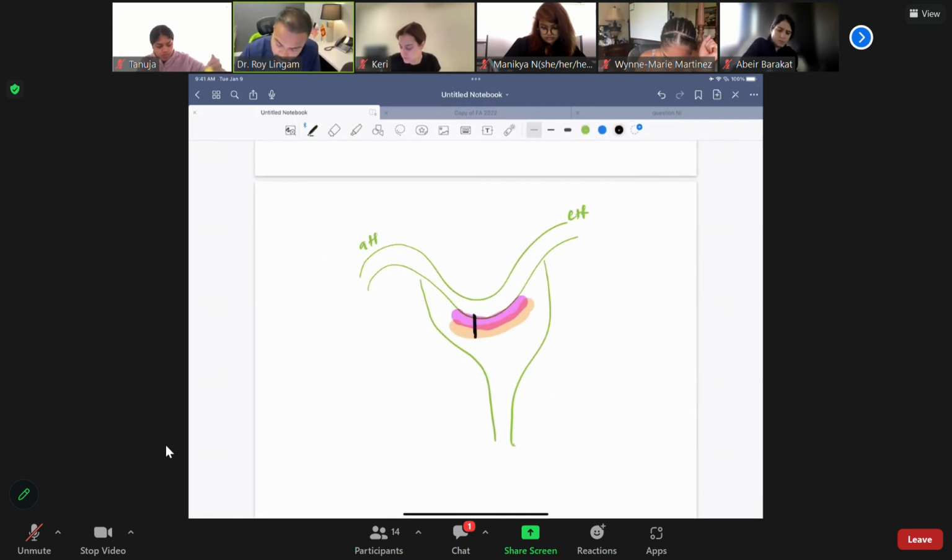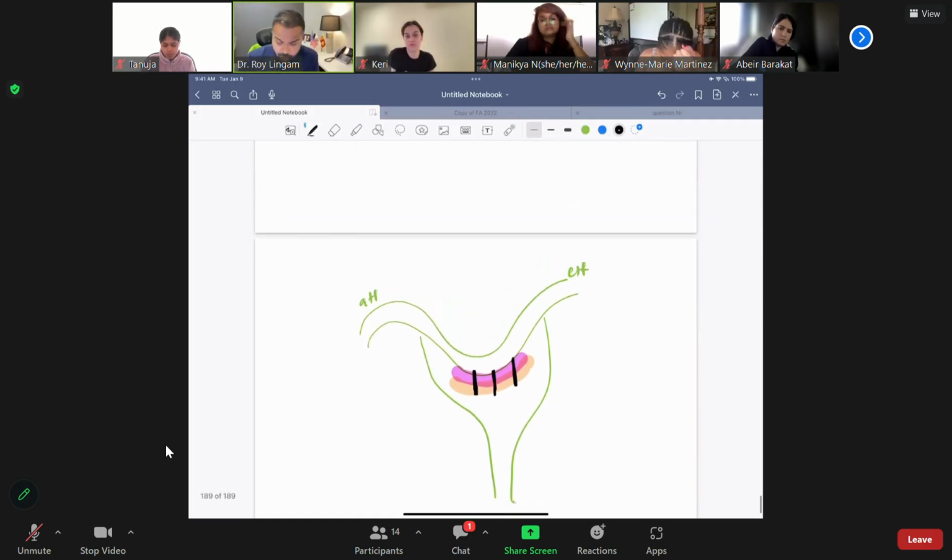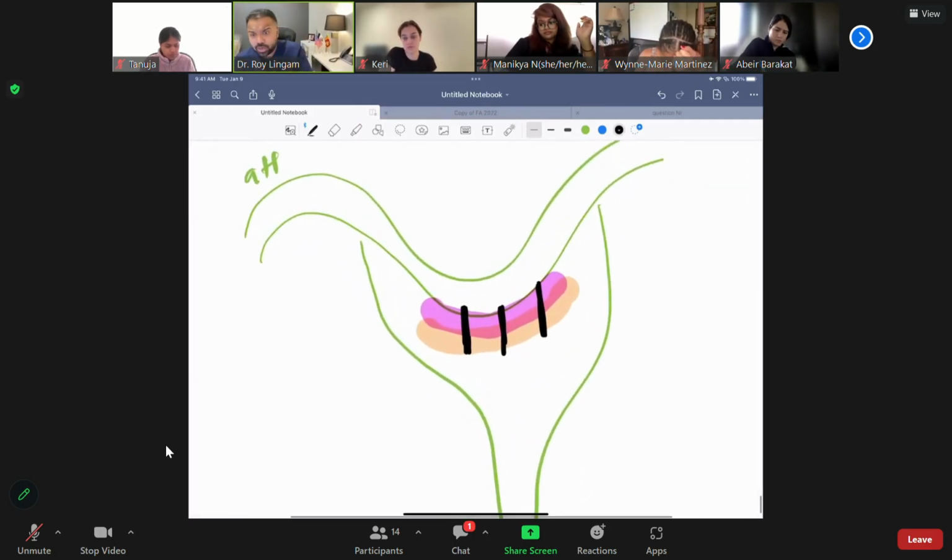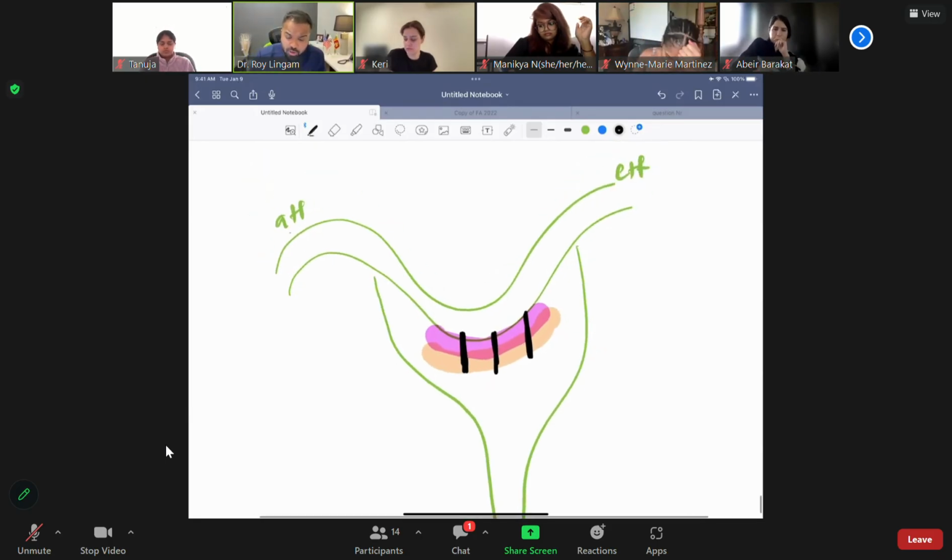That's a basement membrane. I just put 3 fenestrations, okay? Let me explain, and then you can continue writing. I'll give you time. So what I did, afferent arteriole and efferent arteriole, this is the basement membrane.